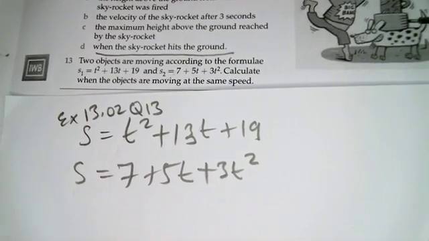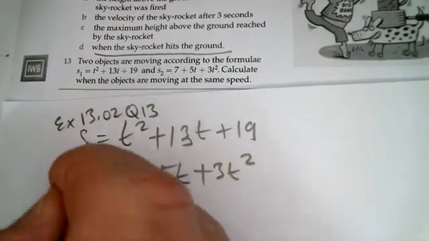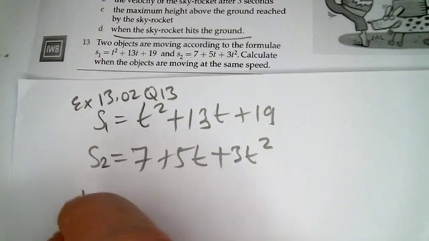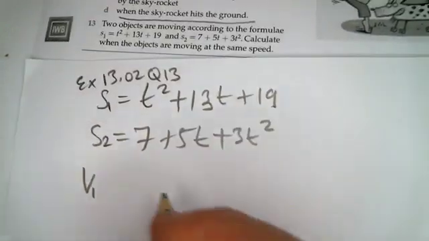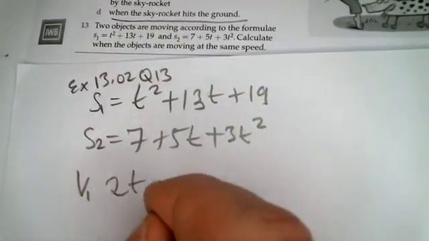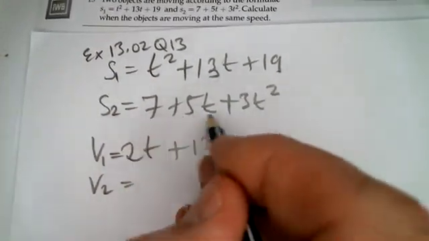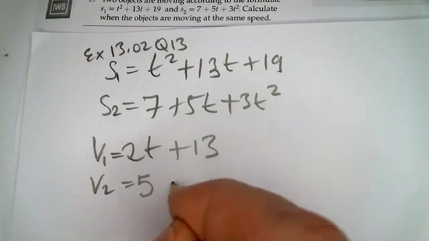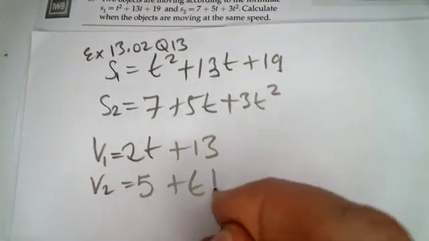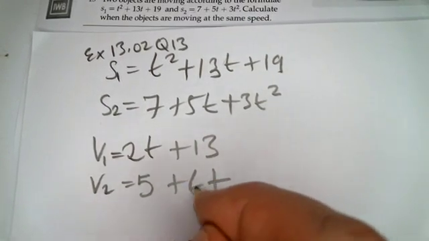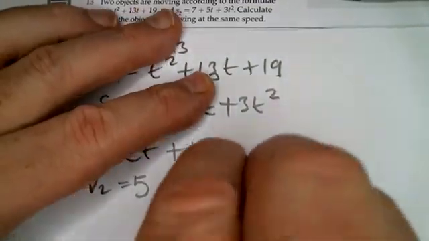So let's differentiate those. So the first one, that's 1 and 2. So velocity 1, I'm going to call it, this one here. It's going to be 2t plus 13. And velocity 2 is going to be 5 plus 6t. 6, what am I writing? 6t I'm writing.